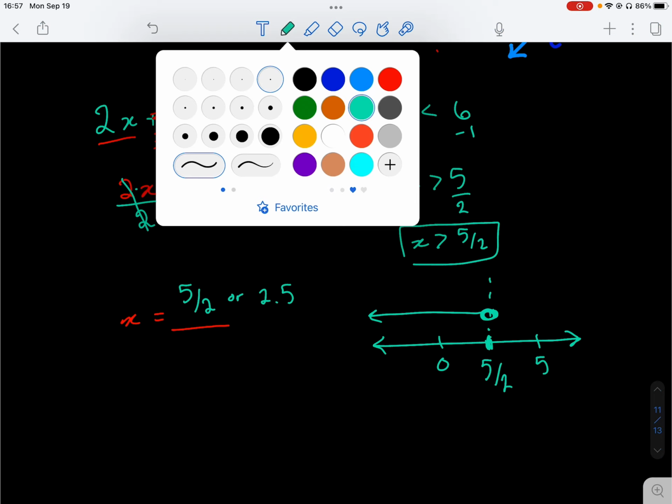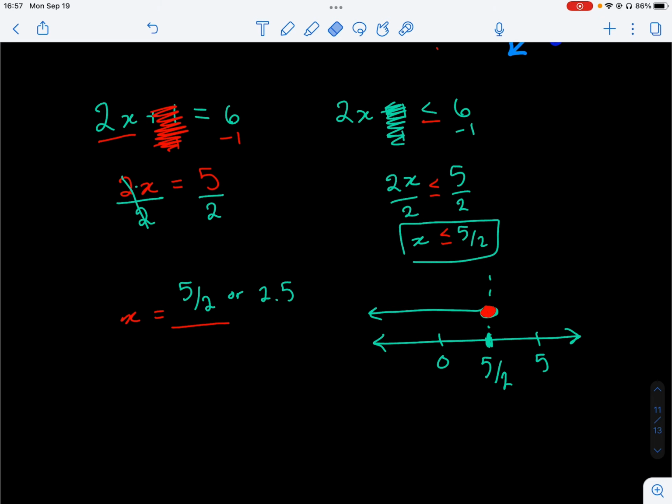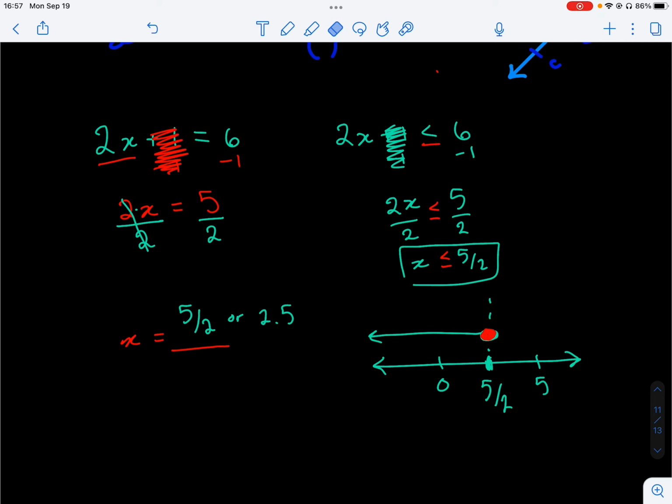If it was less than, imagine I'll switch these symbols with it as well. If it was less than or equal to, then we would fill in the circle because we are including this as our answer, 5/2. And of course, we would just make the arrow go the other way instead. But I'm not going to include that because it might make it messy.